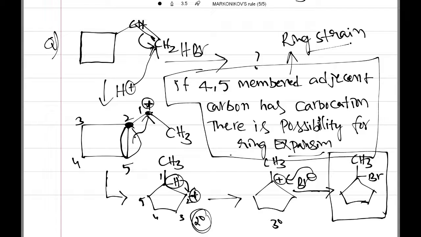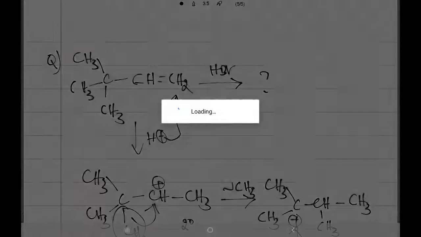And some more examples I want to take. So with these rearrangements, until you get the more stable intermediate, you should do the rearrangements. Okay, here it is ring expansion. Okay, right. So we will go with one more question of this type.